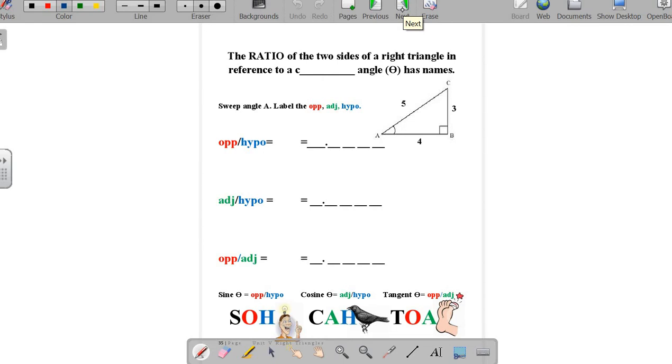So, the ratio, remember, a ratio of two sides of a right triangle in reference to a certain angle. These are called trigonometric ratios. So the first one, let's label here. There's your angle. We're going to label this our opposite. That's your hypo. This would be adjacent.